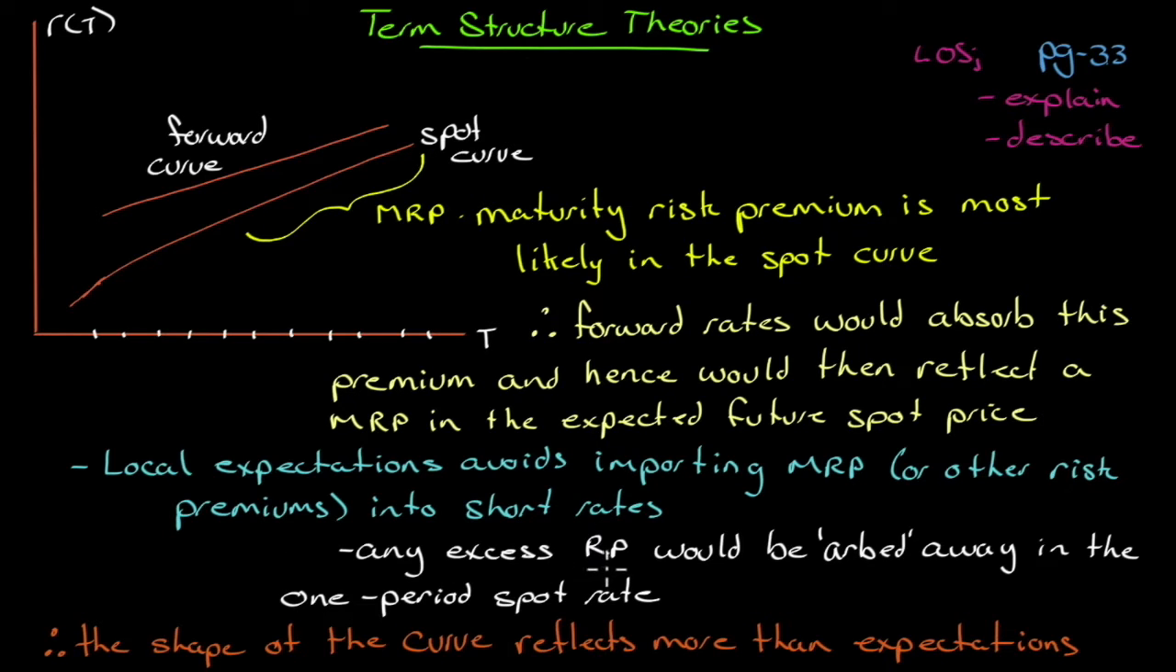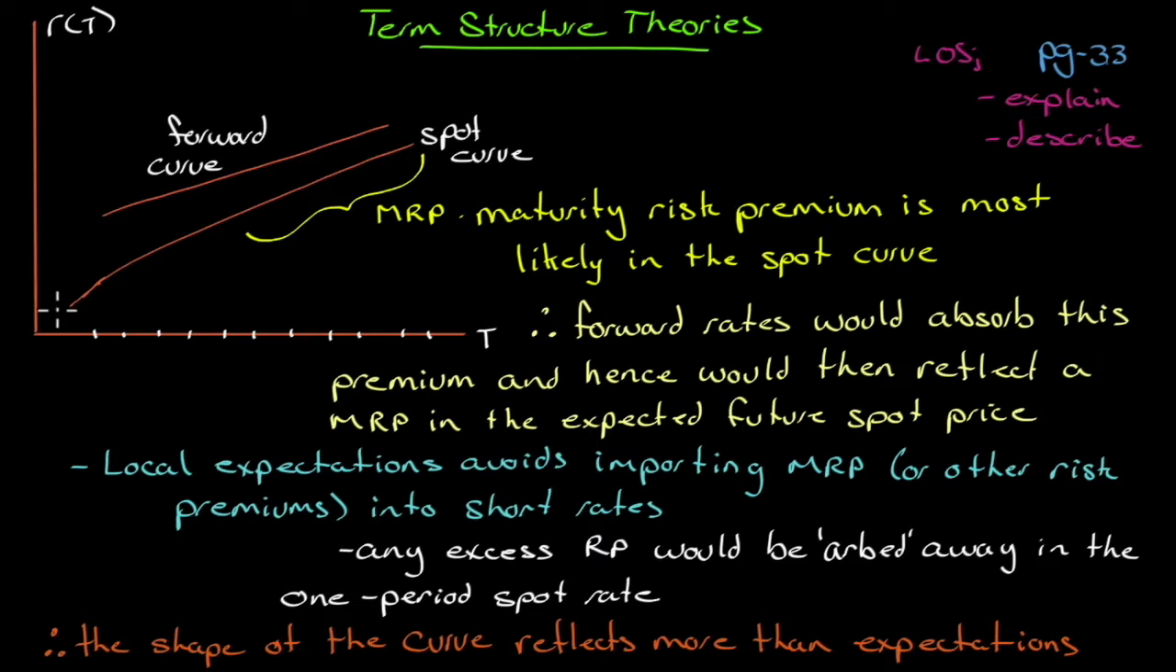Any excess risk premium would be arbed away in the one period spot rate. So if there was excess premium in the one period spot rate, it would be arbed away, thereby being a true risk-free measure. But we can't say that about the forward curve.